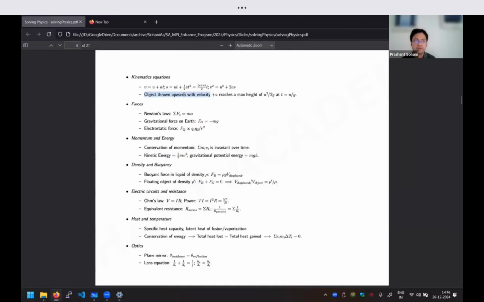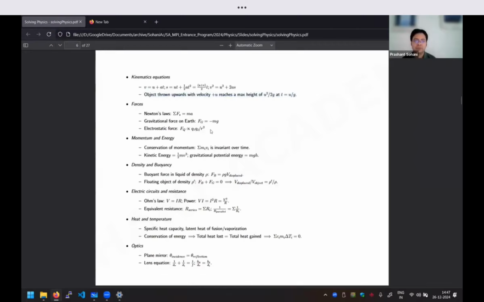Then, like this second line was the one which I was talking about. That if I throw an object from the ground, how long does it take to reach the top, and what is the velocity and things like that. And in fact, to this you can also add what is the kinetic and potential energy of the object, right, when it reaches the top. So those kinds of things.